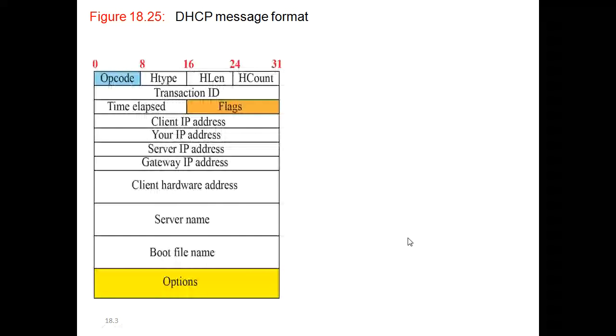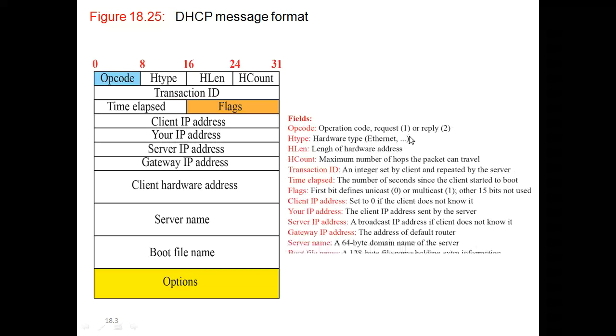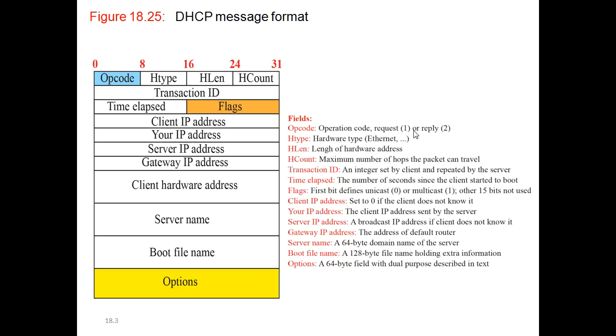Here, the DHCP message format is given. You can observe some of the fields: opcode, the operation code, request one or reply. This manages what type of message it is, whether it is a request or reply. H type is the hardware type, whether it is Ethernet or some other hardware. H length is the length of the hardware address. Hop count is the maximum number of hops that the packet can travel. Hops means the number of hosts between a transmission path.